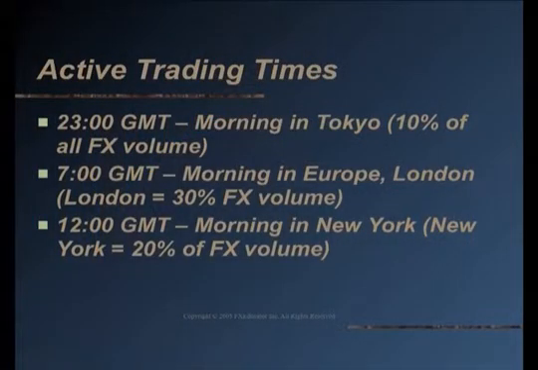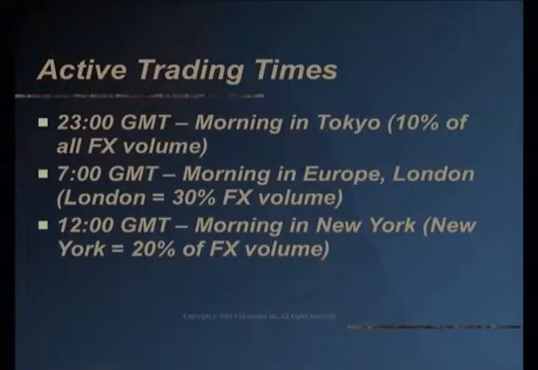Let's talk about those active trading times. 2300 GMT, that's generally morning in Tokyo. And Tokyo is very significant because it accounts for about 10% of all foreign exchange volume. A few hours later, 7 GMT, now it's morning in Europe and in London. And London is, let's call it, the Forex trading capital of the world, because 30% of all Forex transactions emanate from this part of the world. So as Japan winds down, Europe and London kick into gear.